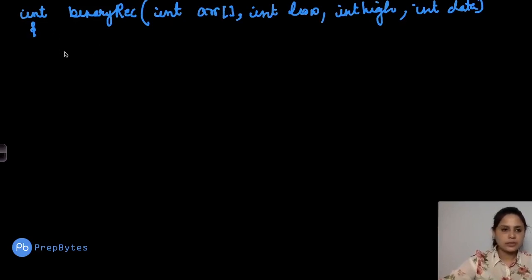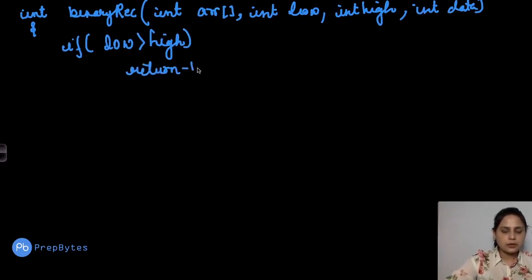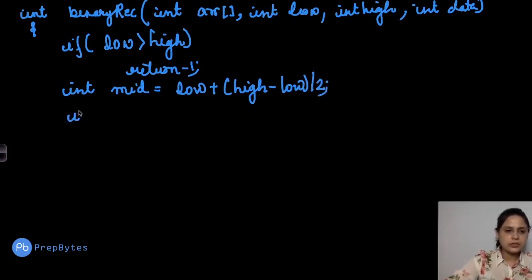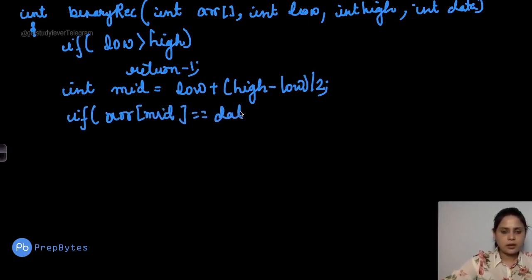So let's see what my base condition is going to be. If at any point low is greater than high, we will simply return -1, which means the data does not exist in the array. Else, we will calculate our mid. Mid is equal to low plus (high minus low) by 2. Now we check if arr of mid is equal to the data. We will simply return mid, which means we found our index.